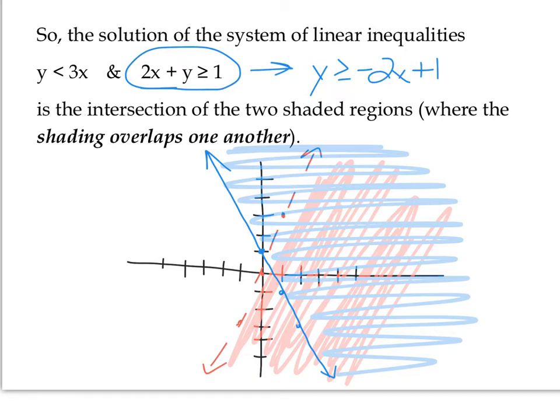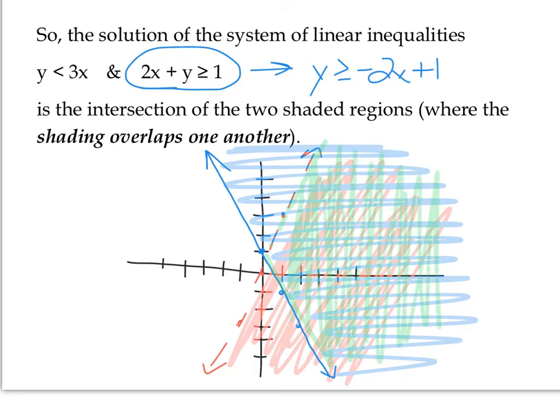So what we're looking for is where the shadings overlap one another. You can see in this area, it's only shaded for the red graph. Here it's only shaded for the blue graph. Where they overlap is in this section of the graph over here. So this portion of the graph would be my solution for the system. It would be everything along this dashed line, then this solid line, and everything in here where the shadings overlap.